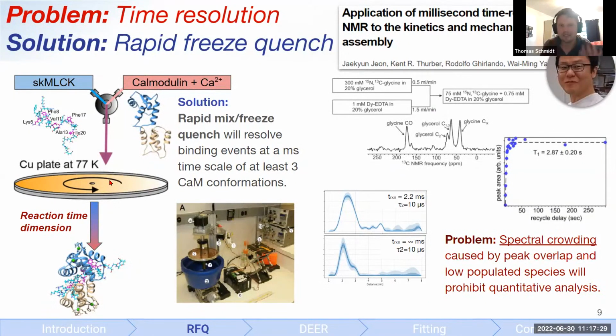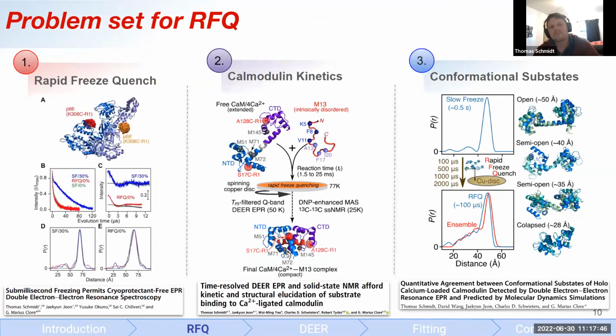Now, if something freezes in time, this is a huge benefit, because compared to the liquid state, I have infinite time to measure and extract distances. This is great, and obviously the same is true for solid state NMR. Now, I introduced two concepts there: the TM filtering as well as rapid freeze quench.